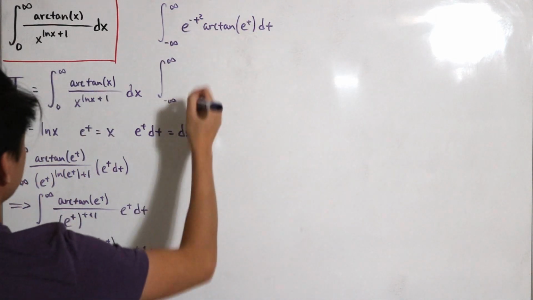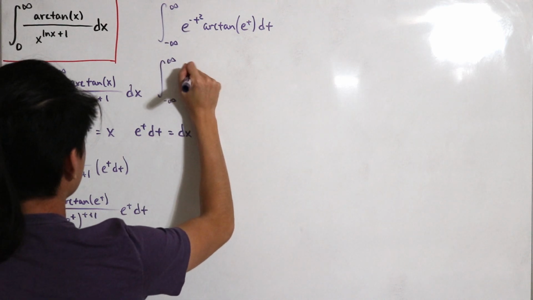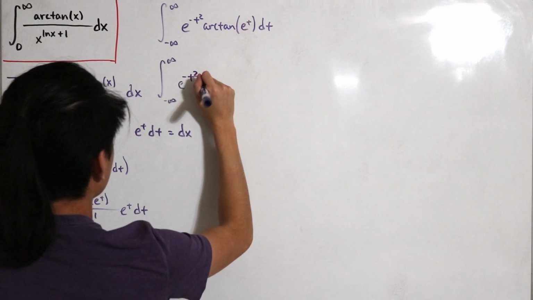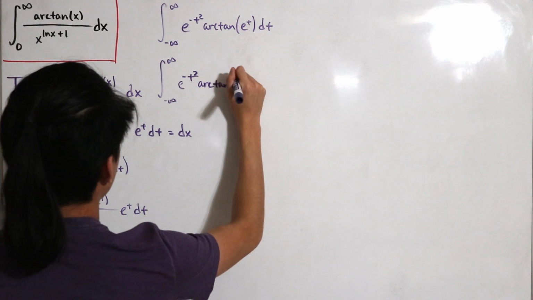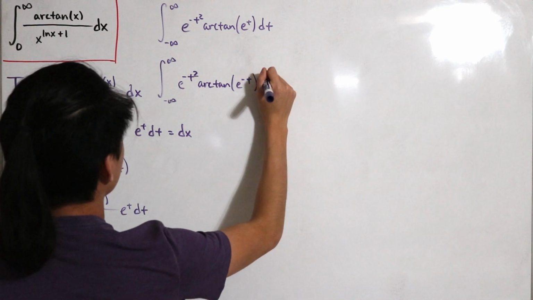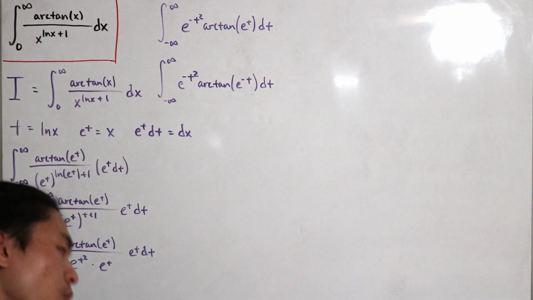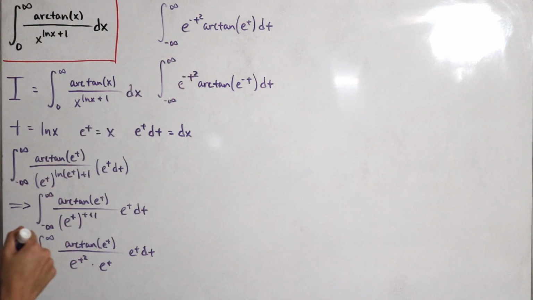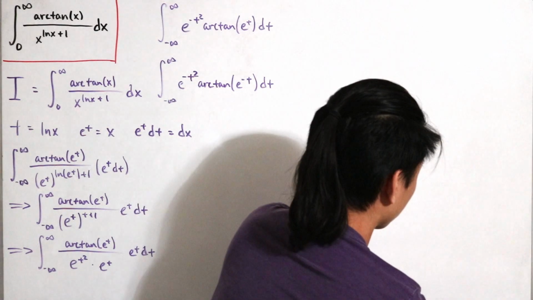So let's see, if we plug in negative t, e to the negative t still stays the same, but then the arctan will change to arctan of e to the negative t, dt. Okay, cool. So these two integrals are equal to each other. So now let's actually add the two integrals together.